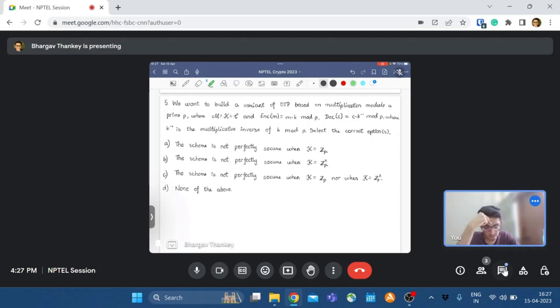Option A is the scheme is not perfectly secure when the key space is ZP. Option B is the scheme is not perfectly secure when the key space is ZP cross. Option C is the scheme is not perfectly secure when the key space is ZP, and nor is it perfectly secure when the key space is ZP cross. And D, none of the above. So which of these are correct?